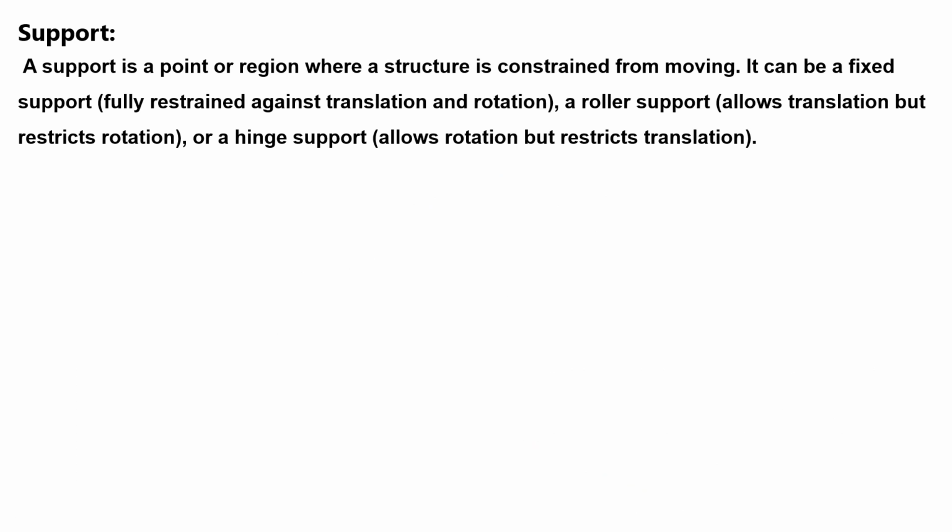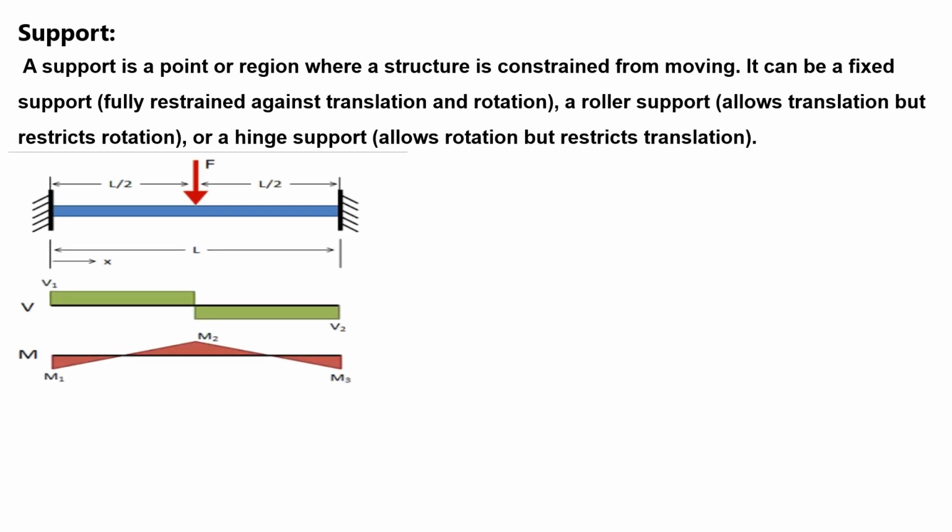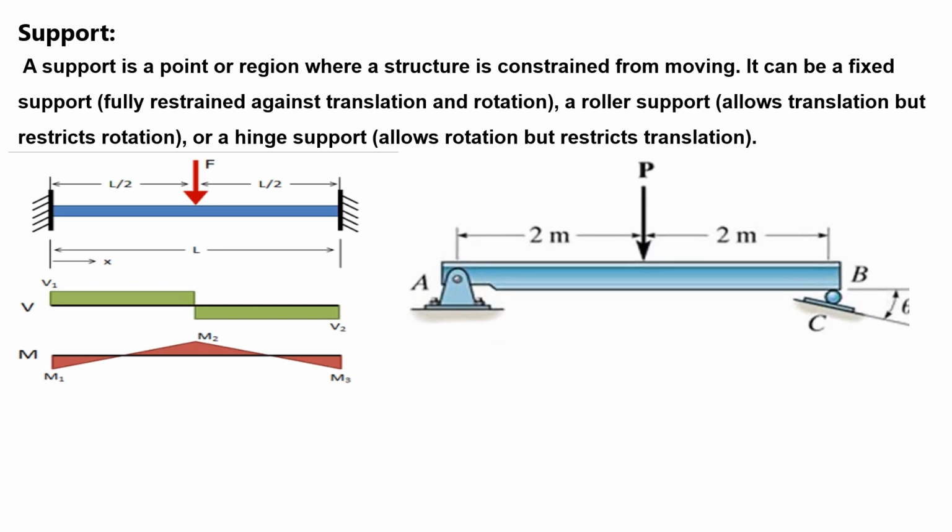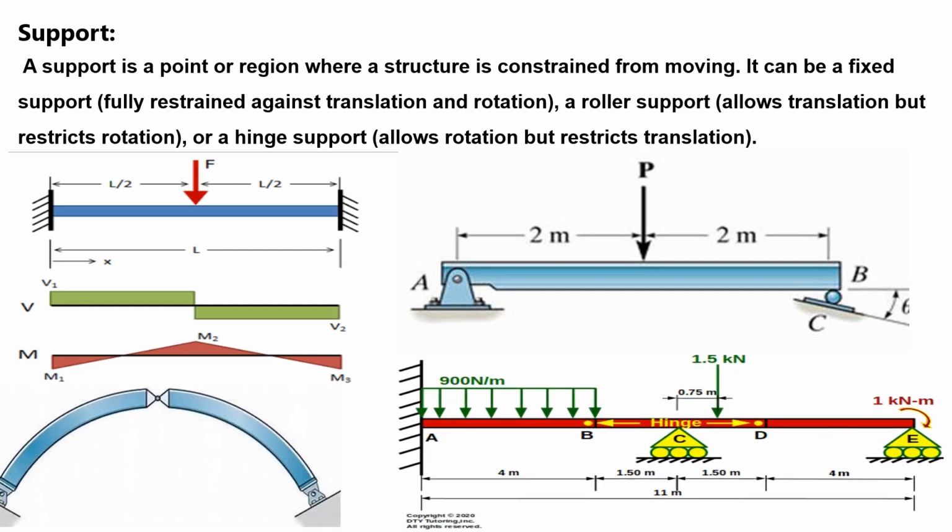3. Support. A support is a point or region where a structure is constrained from moving. It can be a fixed support, fully restrained against translation and rotation. A roller support allows translation but restricts rotation, or a hinge support allows rotation but restricts translation.